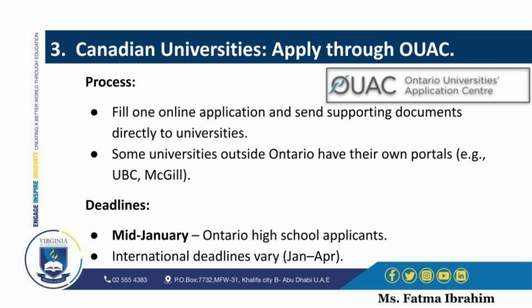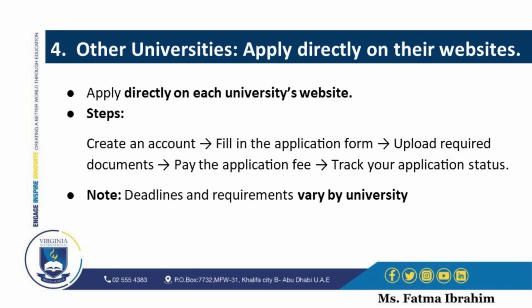Not all Canadian universities use OUAC. For example, UBC and McGill have their own application systems. Deadlines vary. For Ontario high school students, it's usually mid-January. For international applicants, it can be anywhere from January to April. For universities outside these systems, you'll apply directly through their own websites. The steps are pretty standard. Create an account, fill in the application form, upload documents, pay the fee, and keep an eye on your application status. But here's the key: requirements and deadlines can be very different, so always double check.